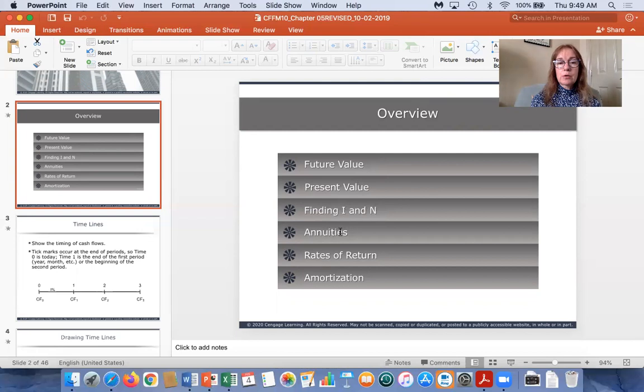We're going to look at annuities. Those are equal payments. In other words, how much money would I have to put up today if I want to be able to withdraw an equal payment? Or if I want to save in equal payments, how much money do I have at the end? So those are annuities. And then we're going to look at various rates of return, and finally an amortization schedule.